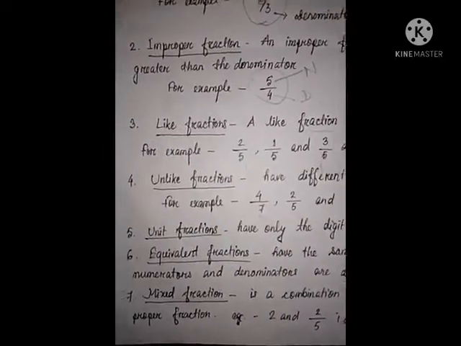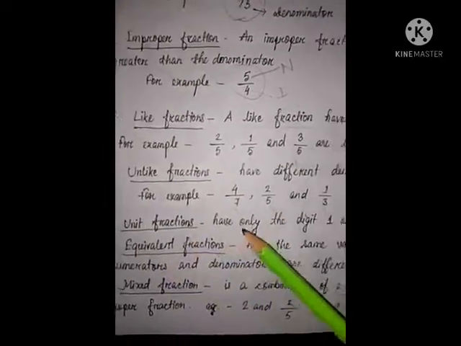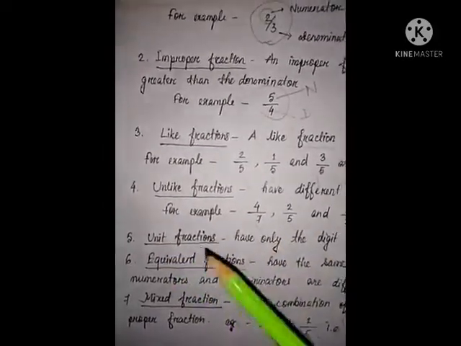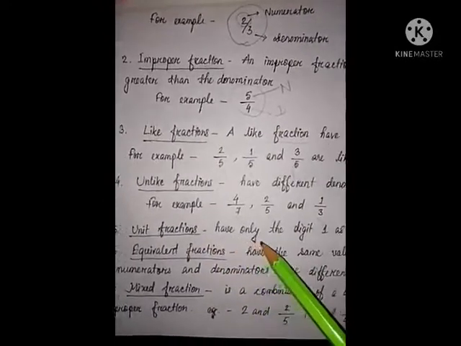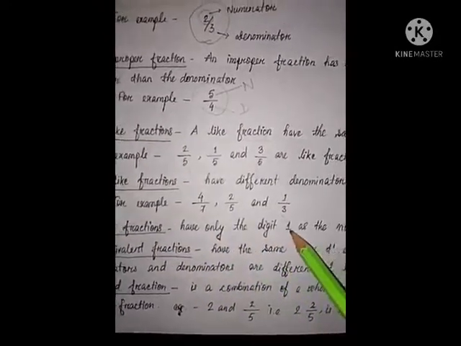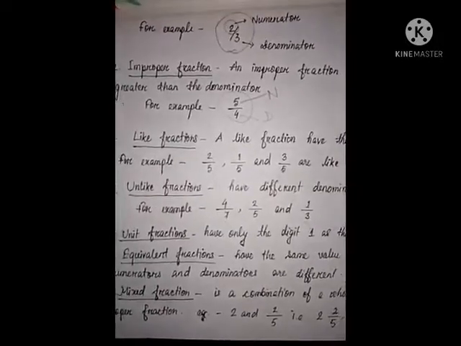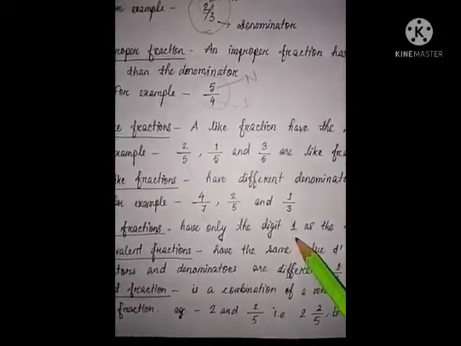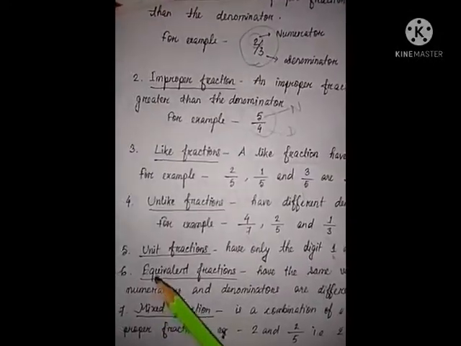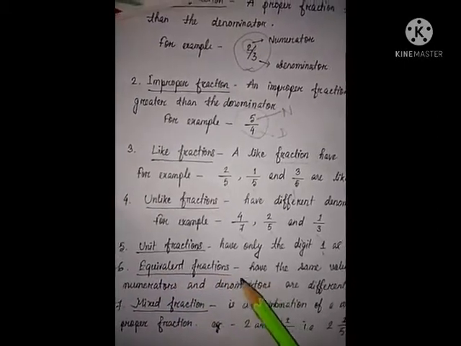Okay, now see unit fractions. Unit means 1. Unit fractions have only the digit 1 as the numerator. Okay, now see equivalent fractions.